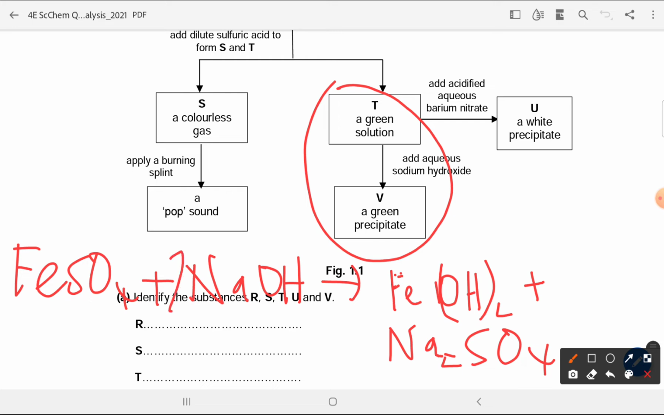So when you balance it, you need to put a 2 here. The state symbol, this is AQ. This is also AQ. This is solid, because iron 2 hydroxide is a precipitate, and this is AQ. Okay, this is a second possible answer.